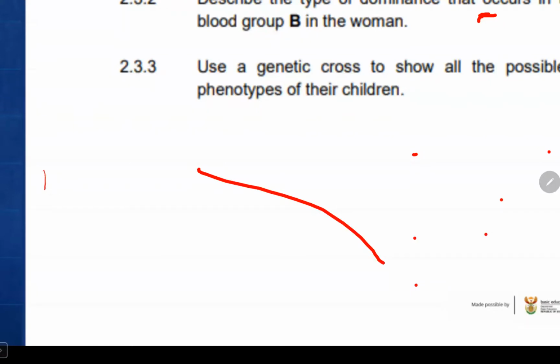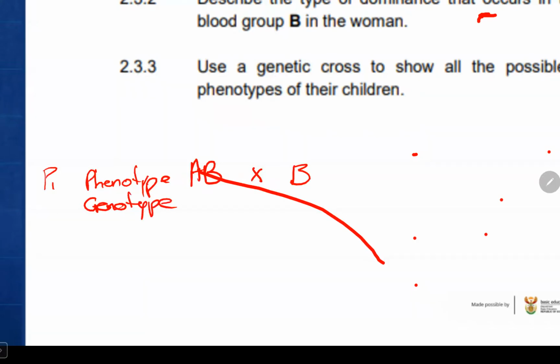So I just wrote P1 for the parents. The phenotype is blood group AB for the dad, which would cross with blood group B for the mom. The genotype is, remember, we need to write I's, so that's IA, IB crossing for the dad times I for the mom. Sorry, those are capital I's. Please just remember that. IB for the mom, and then a small letter i indicating our blood group O.